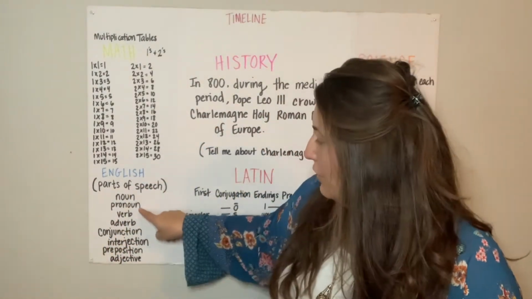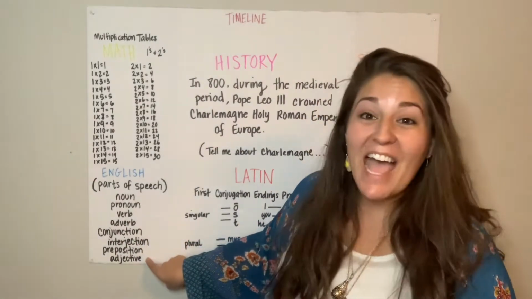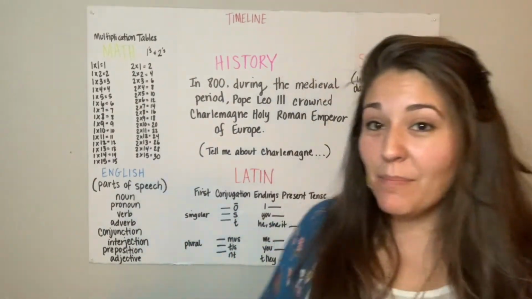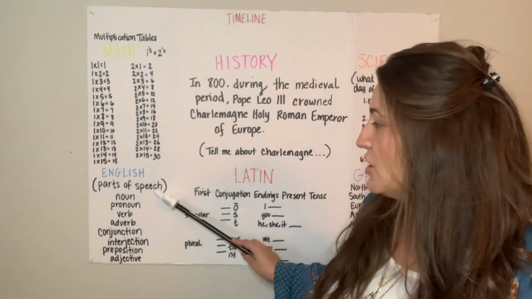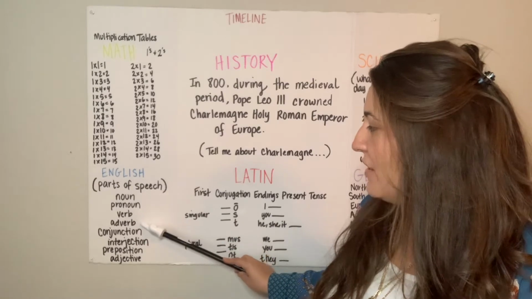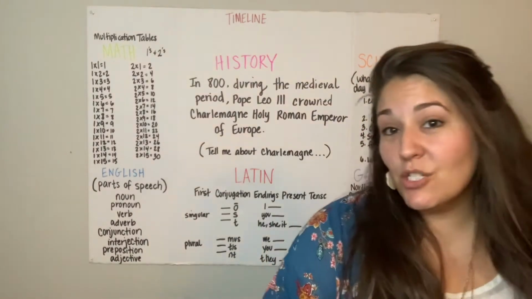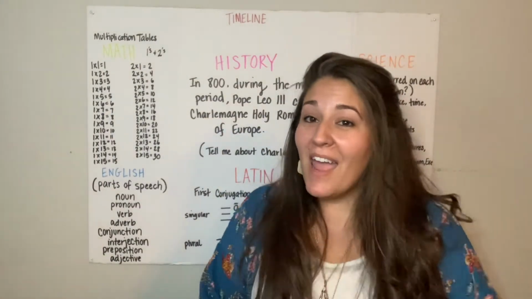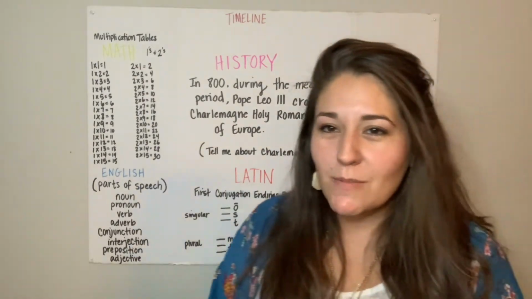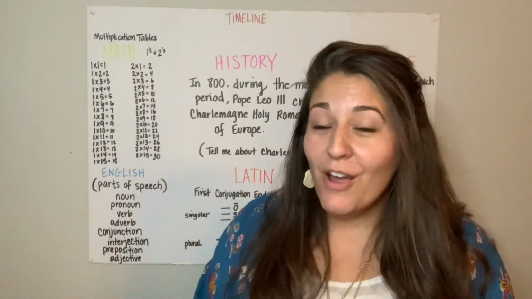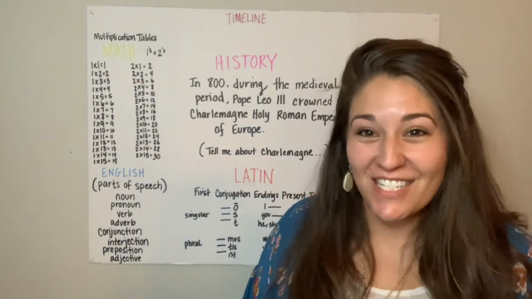Noun, pronoun, verb, adverb, conjunction, interjection, preposition, adjective. And so that was 8 parts of speech. We can say it and then we can sing it. 8 parts of speech. Noun, pronoun, verb, adverb, conjunction, interjection, preposition, adjective. Let's do it one more time. 8 parts of speech. 8 parts of speech. 8 parts of speech. 8 parts of speech. Noun, pronoun, verb, adverb, conjunction, interjection, preposition, adjective.